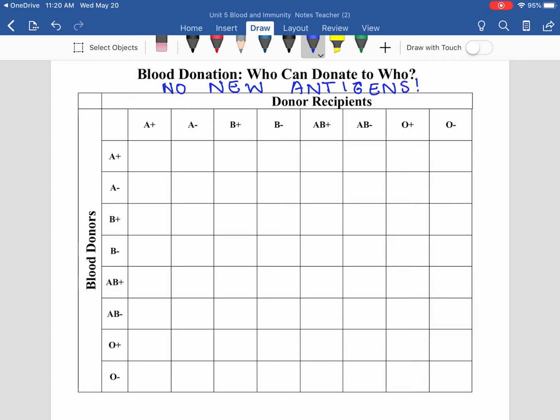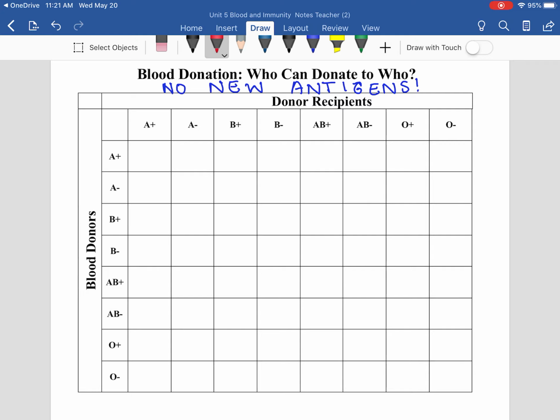The reason you can't introduce any new antigens is because your plasma will contain the antibodies that fights and agglutinates with that antigen. Okay, so we're going to put hearts with successful transfusions. So we're going from donor to recipient. All right. First off, the first kind of easiest thing to start with is that you are able to donate exact blood matches. So if you have the exact same blood type as another person, that would be a successful donation.